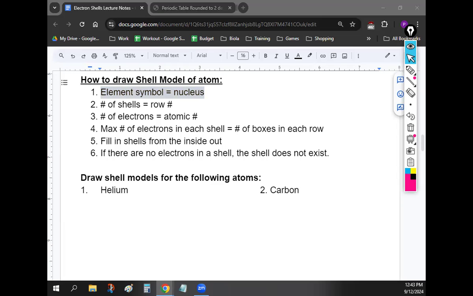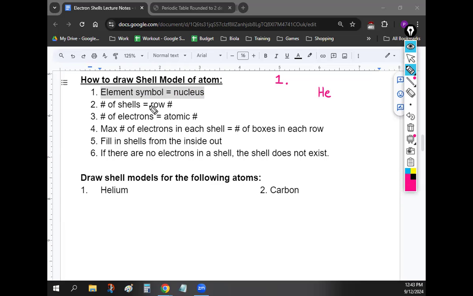Okay, so again, you're not going to draw the nucleus anymore. You just need to write the symbol. So if we are going to draw the shell model for number 1 for helium, you know how we just drew the 2 protons and everything, right? Instead of doing that, we just write He. So on your paper somewhere, you guys can mark down number 1 and then He.